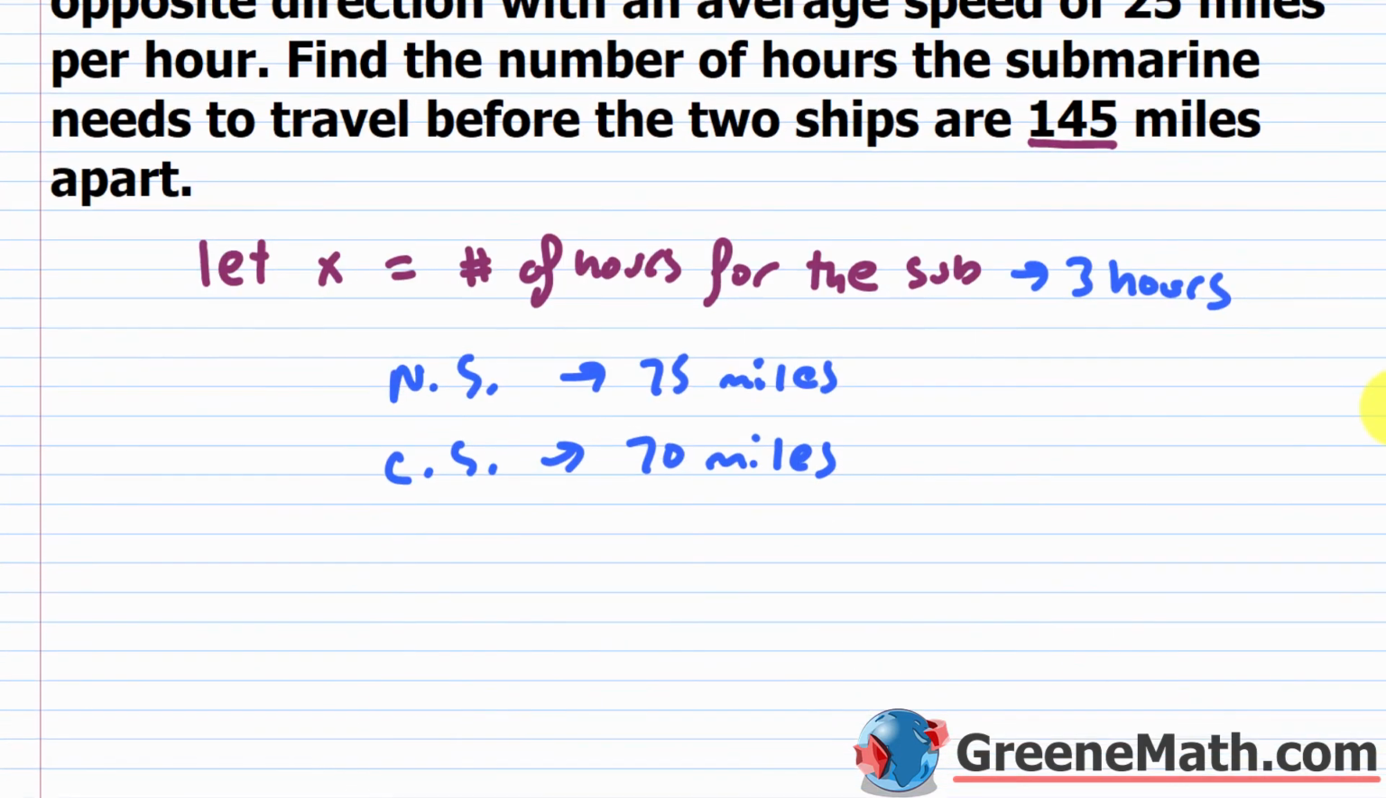Once again, if you wanted to do a little visualization, you could just say this is the starting point. And let's say one of them goes left. Let's just say this is the Navy sub. So this is the Navy sub. And so at this point, right here, it's traveled 75 miles.